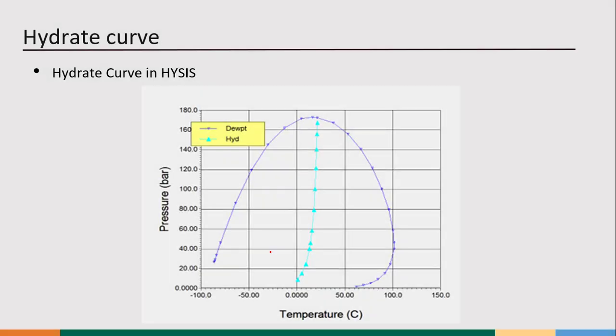This is the same if you go to HYSYS or UniSim. This is how you get the hydrate curve with the same. This is the phase envelope, and the second thing is the hydrate curve. So you can see that if your operating pressure is over 100 bar, you have to make sure that the temperature is more than 25. Otherwise, your hydrate will be there.